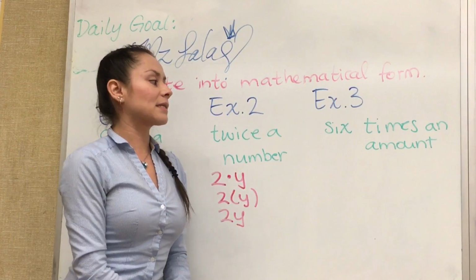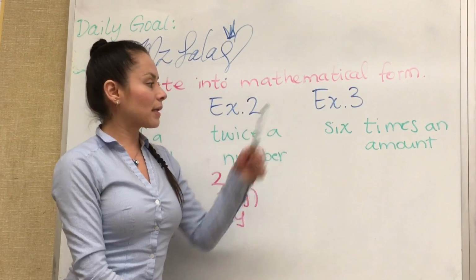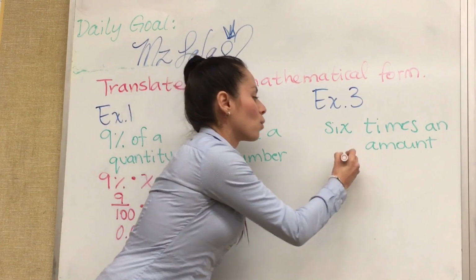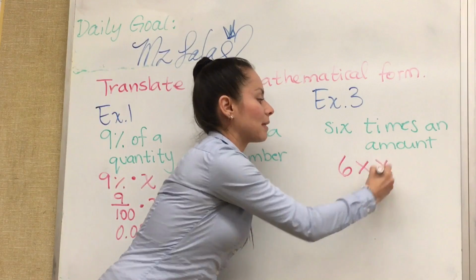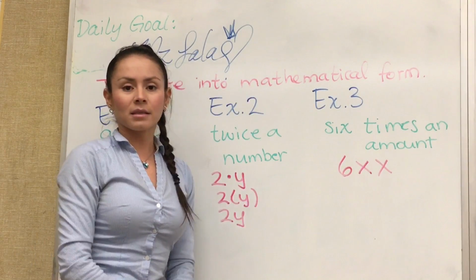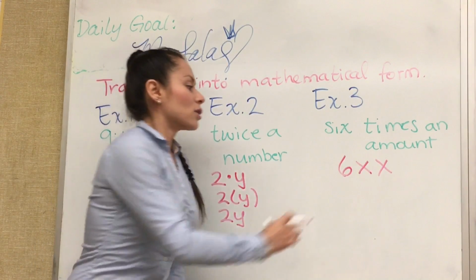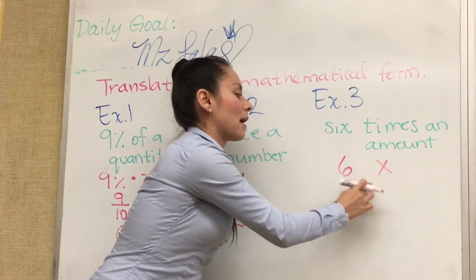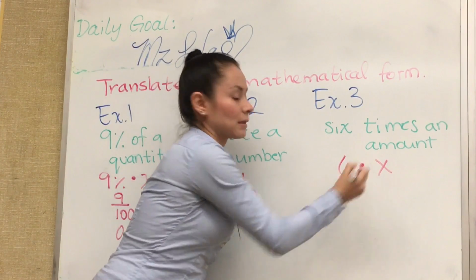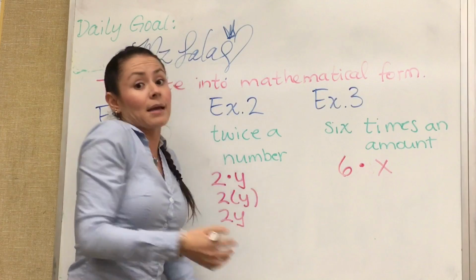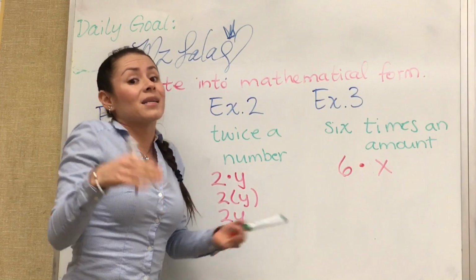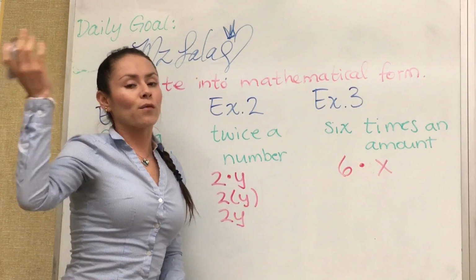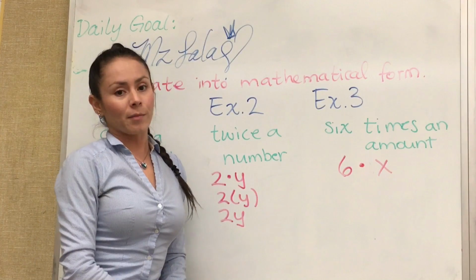Now let's look at 6 times an amount. Okay, to put it into mathematical form, again, we don't want to say 6 x x. See how weird that looks? That's weird. So that's why we don't want to use x for times. We want to use 6 times an amount. Again, an amount, we don't know, right? It's an unknown number, an unknown value. So you always have to put a variable to represent it.